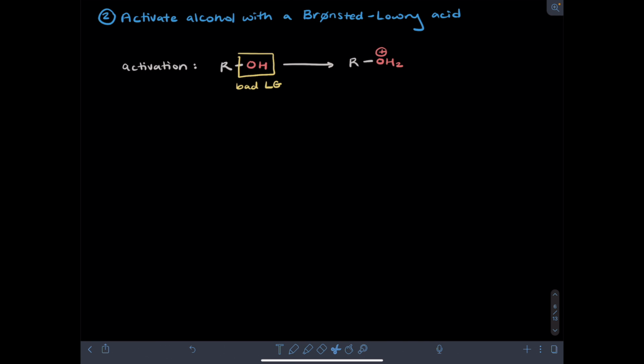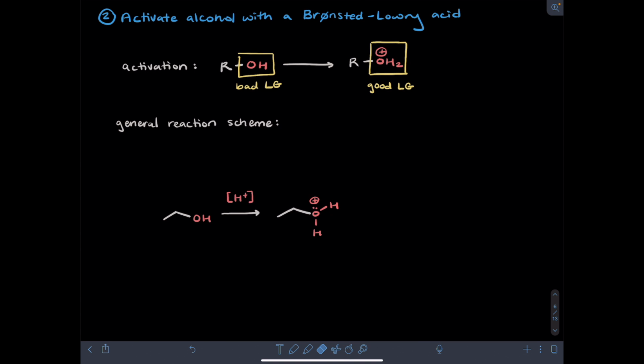A second method for activating alcohols to make them more reactive is to treat the alcohol with a Bronsted-Lowry acid. Here as well, the idea is that the alcohol itself is a really bad leaving group, but when it's been converted into a cationic oxygen, it's a good leaving group. What the general reaction scheme would look like is you're treating the alcohol with an acid to form its conjugate acid with a cationic oxygen.